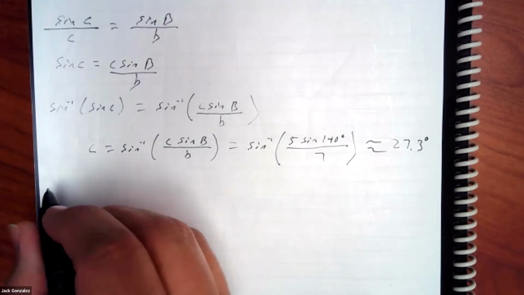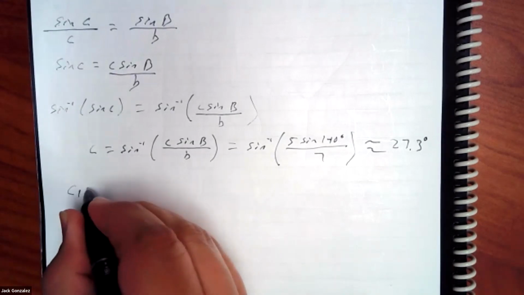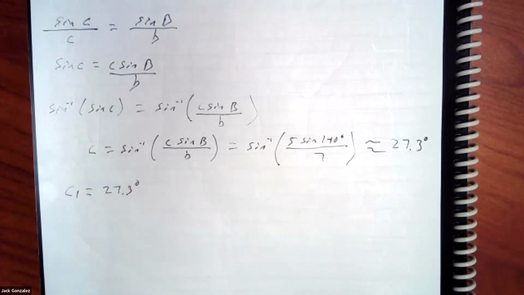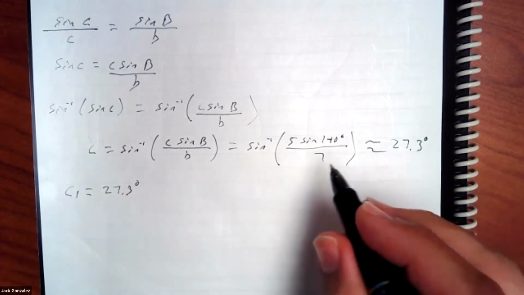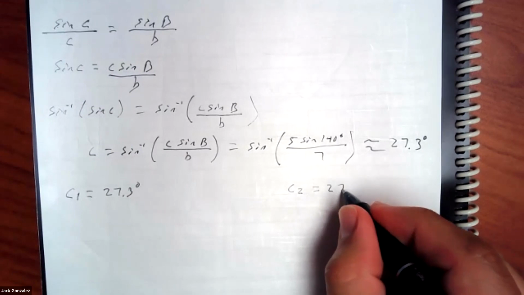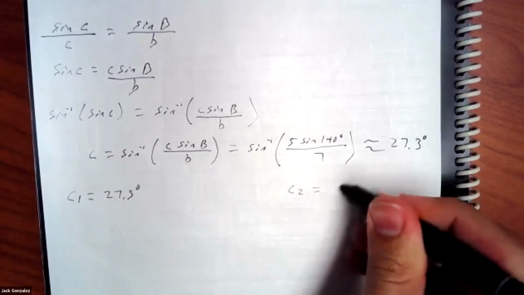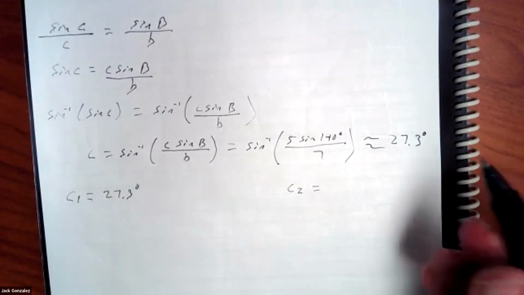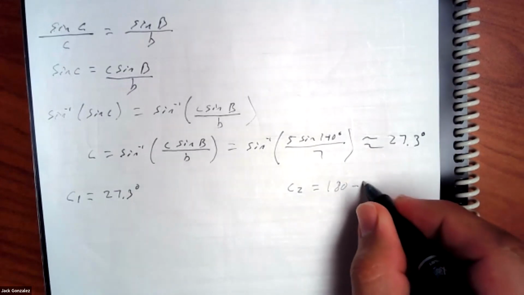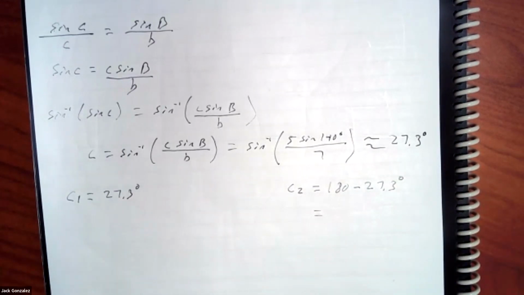Okay. So potentially we have two triangles or none. I don't know. Let's see. So C1 is going to be 27.3 degrees. We'll call that angle C of the first triangle, and C2 is the other C from the other triangle, if it exists. What we did in chapter 7 was subtract from 180 to find the other solution. So basically you get both solutions like we did back then.